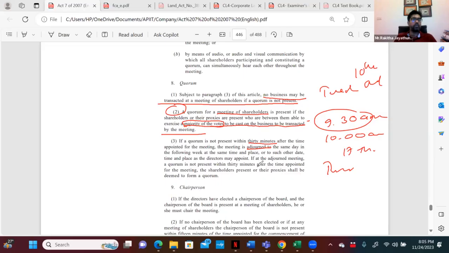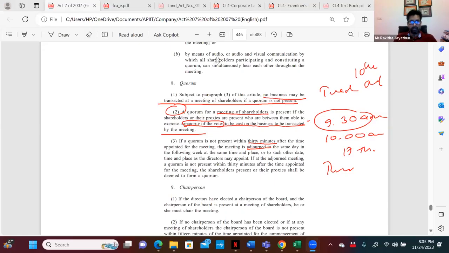So why is it so important? Because without satisfying the quorum requirement, you can't have a valid meeting, even though you continue, whatever decisions you make at that meeting are invalid, void. So that is the answer to that question. Based on the information, unlike the other ones that we discussed here, it's not straightforward.